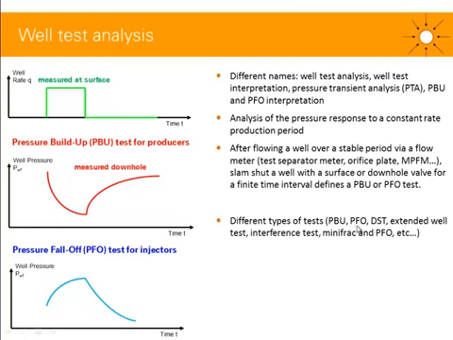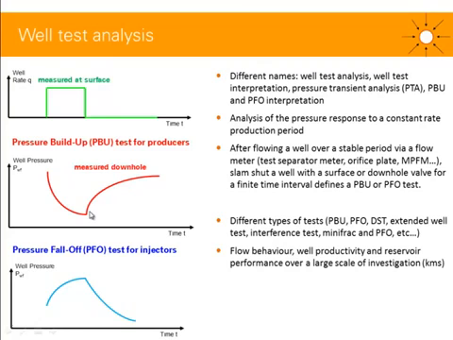So we've got different types of tests. We've got PBU, PFO for an injector, DST, so this is in general with the rig and some temporary completion. And probably during DST, you're going to shut the well downhole with a downhole valve. You've got extended well test as well. So you leave the well shut in for a longer amount of time to see further away in the reservoir. You've got interference test to test for connectivity, mini frac and PFO before and after frac treatment, for example, etc. So when you analyze a PBU or PFO, you're going to get some information about the flow behavior around the wellbore, well productivity and reservoir performance.